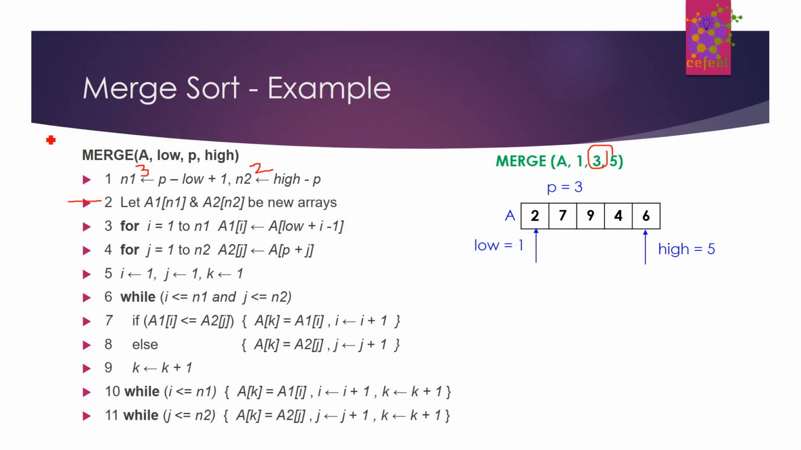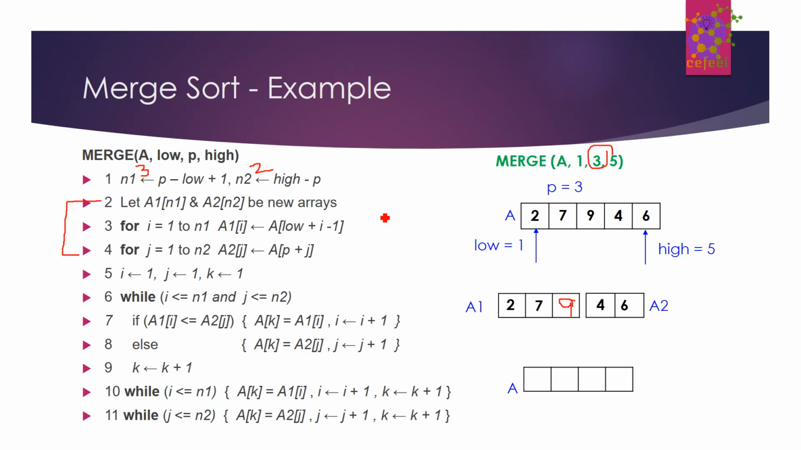So the first step is to just initialize temporary arrays A1 and A2 and then copy the elements. So once we have the temporary arrays A1 and A2 and then we copy the elements, we'll have 2, 7, 9 and 9, 4 and 6. There is something missed here. I'll just add 9 here, 2, 7, 9, and we will then have the original array A.